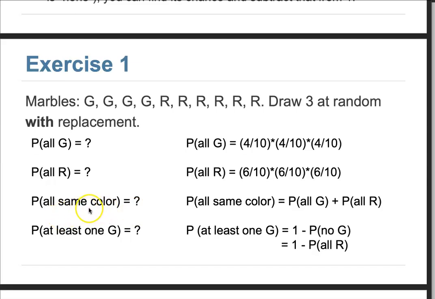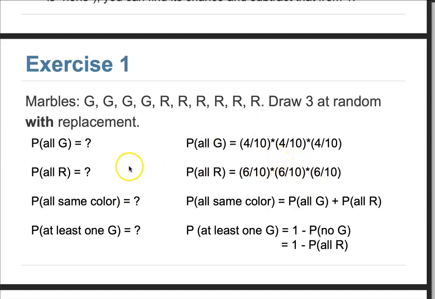As I said, you need to see what kind of outcome you have. All the same color can be all green or all red. So when you have 2 different outcomes, you need to calculate each possibility, then add them together. Earlier we already had all green and all red, so we add them together. Sometimes you see at least 1 green. That means what? If you have at least 1 green, the opposite is there is no green. So it's 1 minus no green, which is equal to 1 minus all of them being red. Okay, so that's the probability.